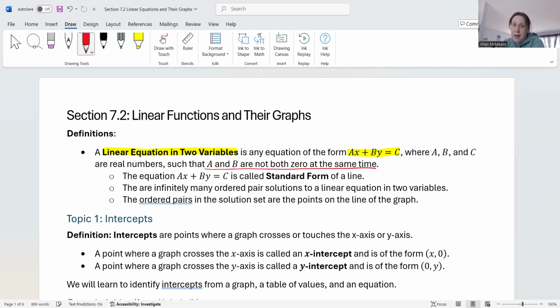We just have this condition that a and b cannot both be zero at the same time. We will talk later in this section about what happens if a is zero and what happens if b is zero, but just know they both cannot be zero at the same time. One can be zero, but then the other one can't.